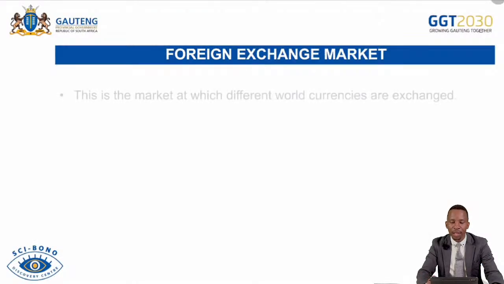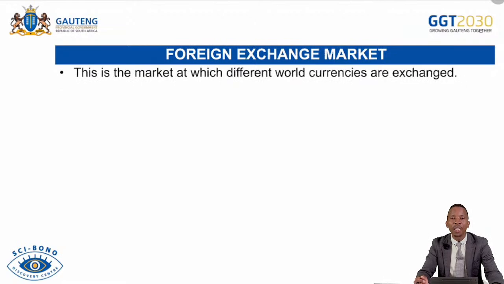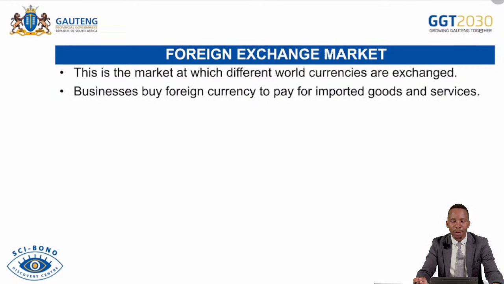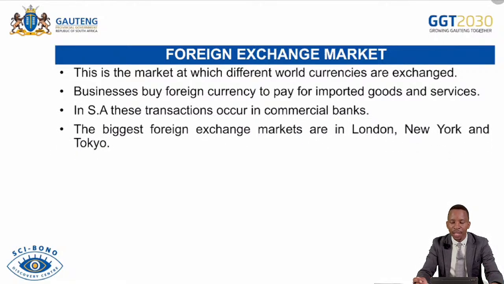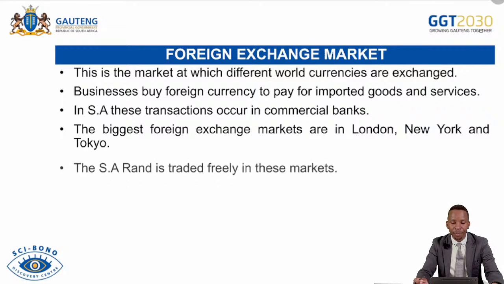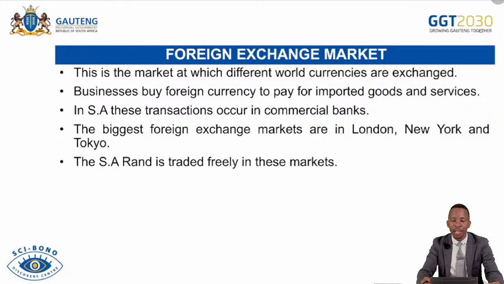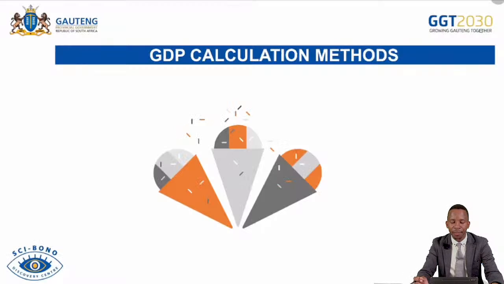The foreign exchange market. Remember, this is the market where the different world currencies are exchanged for one another. And then businesses buy foreign currency to pay for their imported goods and services, while consumers also buy the currency to pay for imported goods and services. In South Africa, this transaction takes place in commercial banks. So the biggest foreign exchange markets are in London, New York, and Tokyo. The South African rand is freely traded within the foreign exchange market.